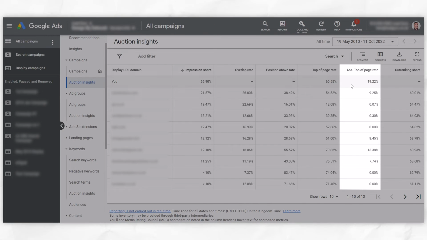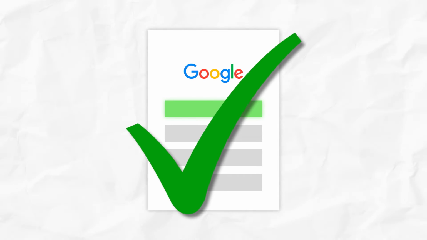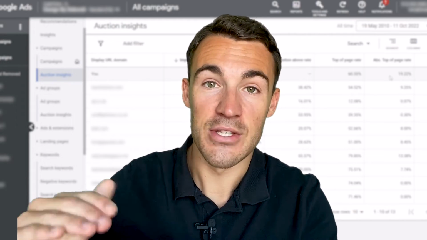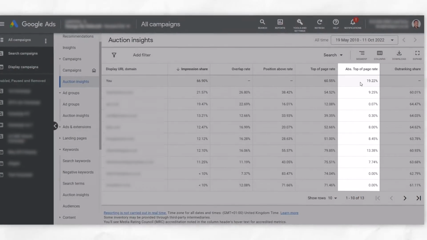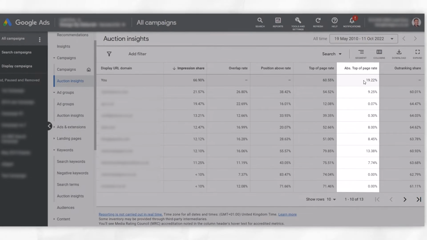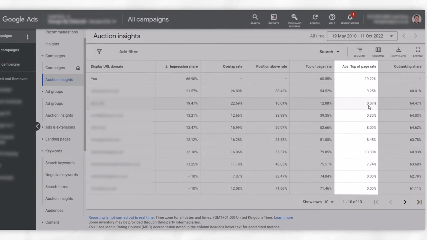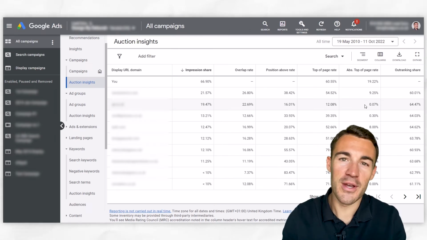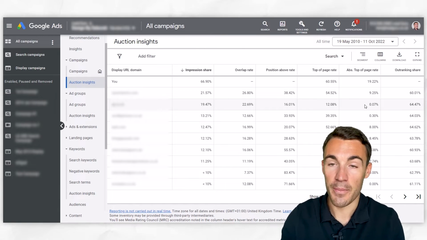Then we've got absolute top of page rate, which helps explain what's going on with top of page rate. That really is talking about position number one, not just the first set of ads that appear above the organic search results. Here we can see a really nice high absolute top of page rate for this business, almost 20%, and very significantly lower for some others, like this one here with a tiny absolute top of page rate. A lot of Google advertisers won't want to be in the very top of the page because they feel like that's not the best use of budget.